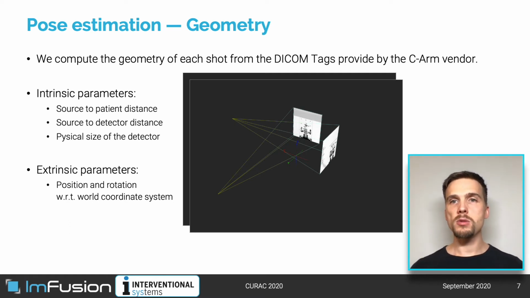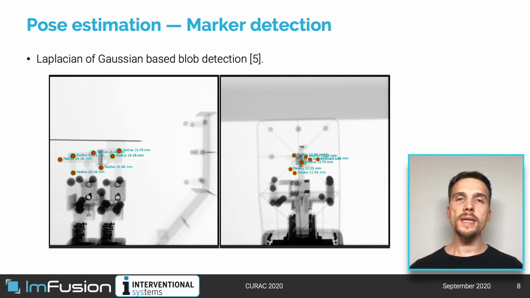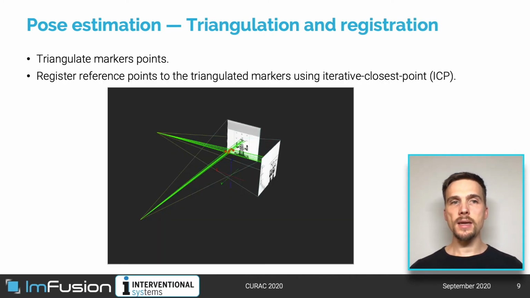And for this purpose, we use pose estimation. We detect the metal markers attached to the end effector in the fluoroscopic images using a Laplacian of Gaussian-based blob detection. From these detections, using the geometry, we triangulate possible candidates in 3D, and we register reference points which are given in the coordinate system of the RPU using an iterative closest point algorithm to these possible candidates. So by doing so, we directly get a transformation chain from the RPU coordinate system to the coordinate system of the fluoroscopic images.